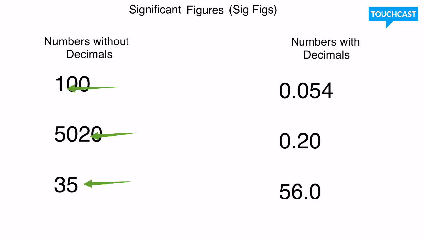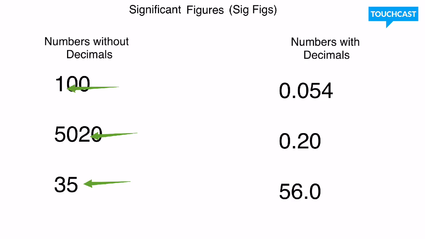So once again, if a number does not have a decimal, we can draw an arrow from the right to the left, crossing out zeros until we reach a non-zero number. Any number that is not crossed out is a sig fig. So again, the number 100 has 1 sig fig, 5020 has 3 sig figs, and the number 35 has 2 sig figs.